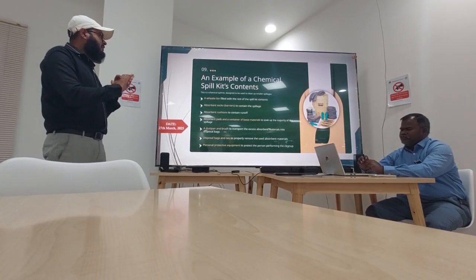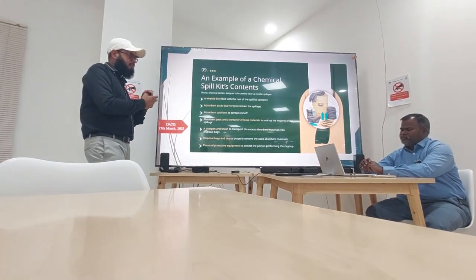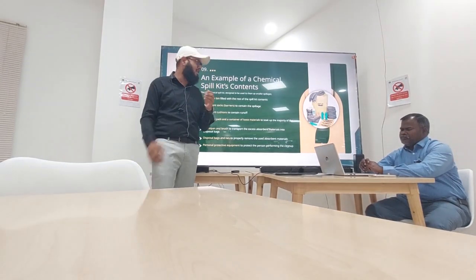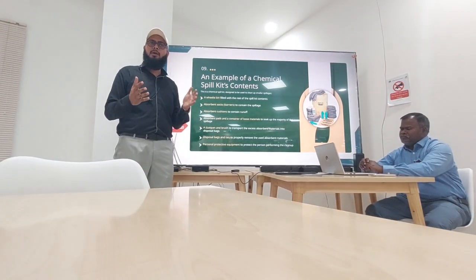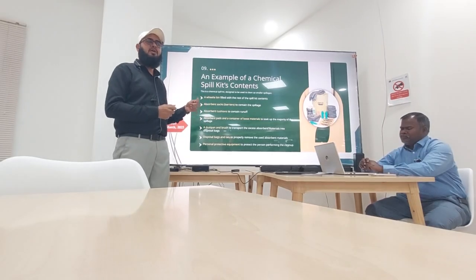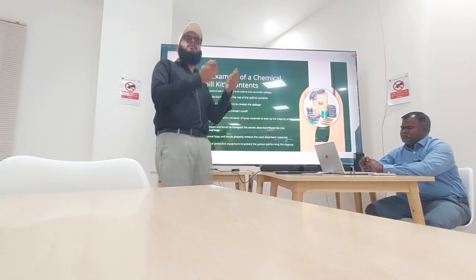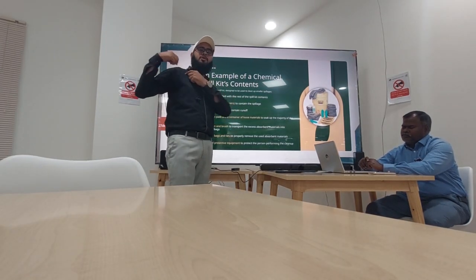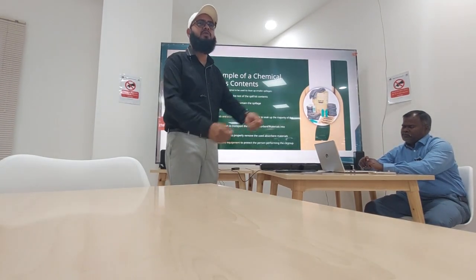Then an example of chemical spill kit contents. What are the contents generally in our spill kit? Starting with the bin, which generally has wheels. Why does it have wheels? To carry easily. Otherwise you would have to put it on your shoulder and carry it. But since it has wheels, you can carry it.